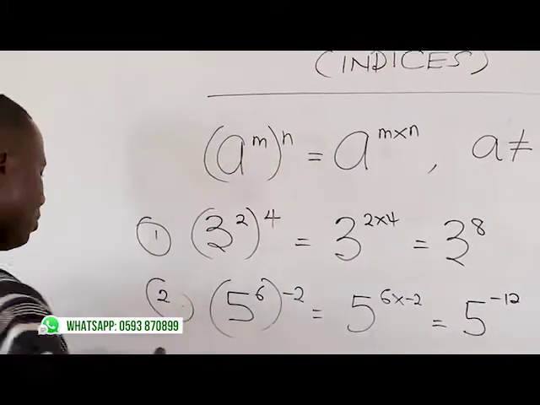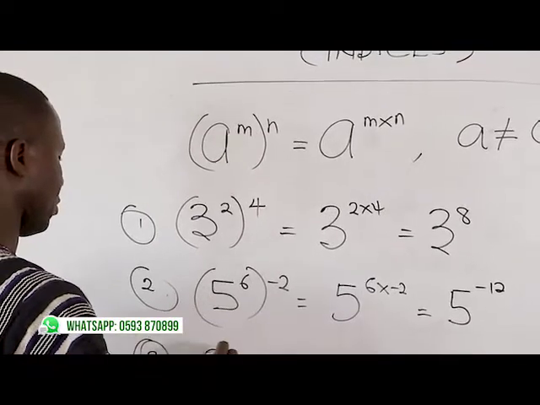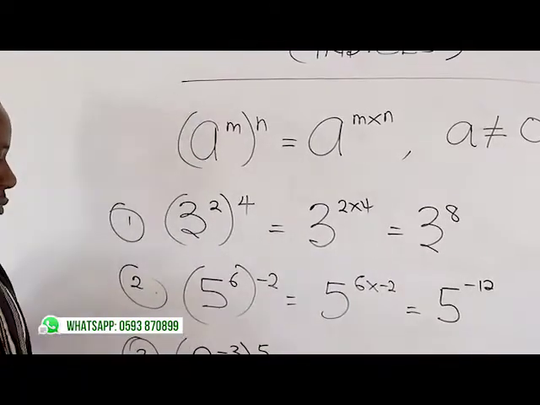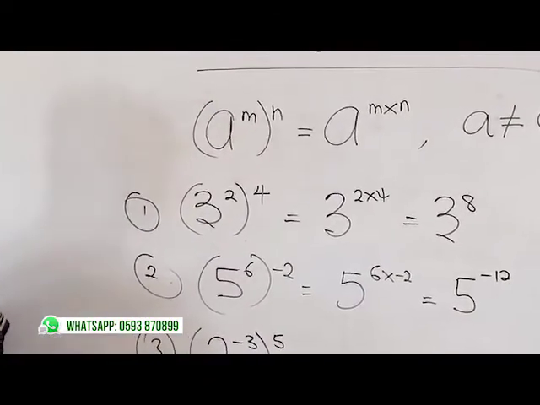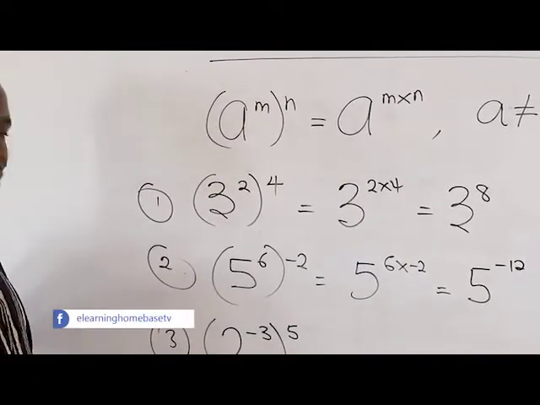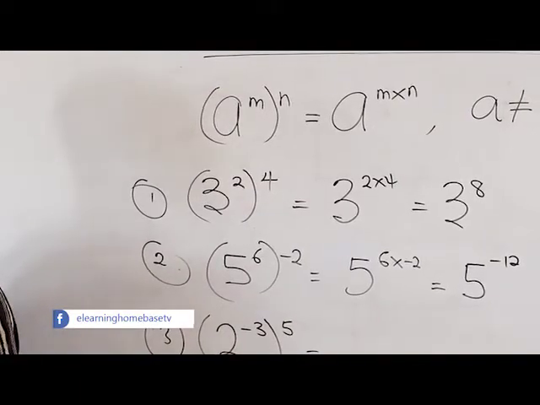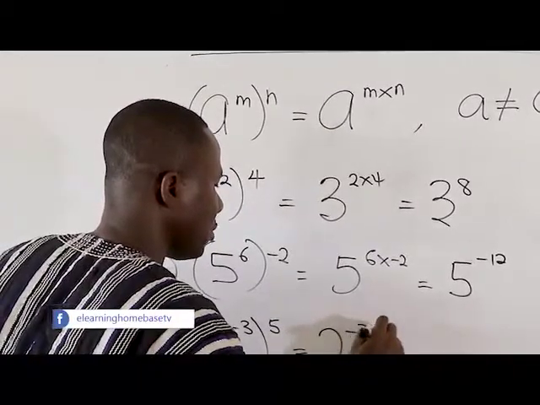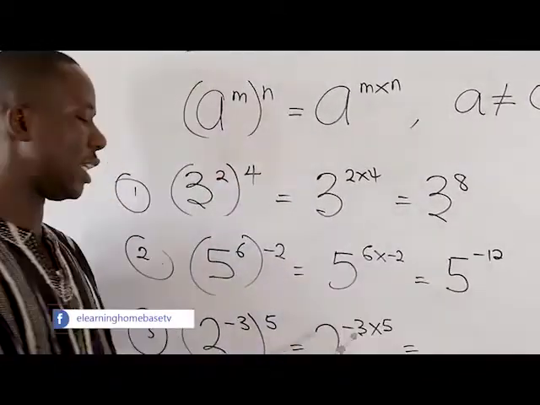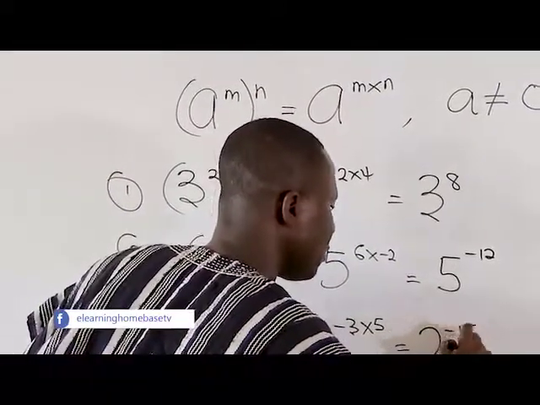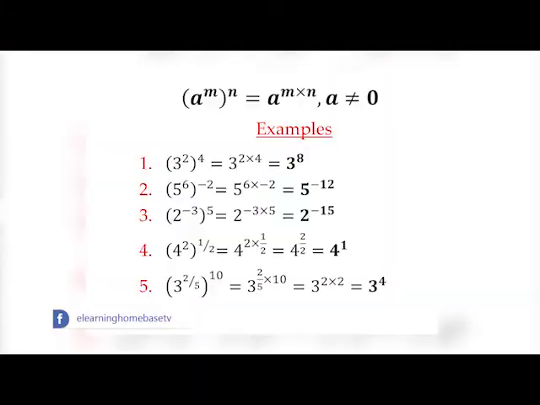Let's look at the third example. So I have 2 exponent negative 3 in the bracket, and outside the bracket I have exponent 5. So since bracket means multiplication, I'll multiply the exponents. So what is negative 3 times positive 5? Negative 15. I hope you got the idea.